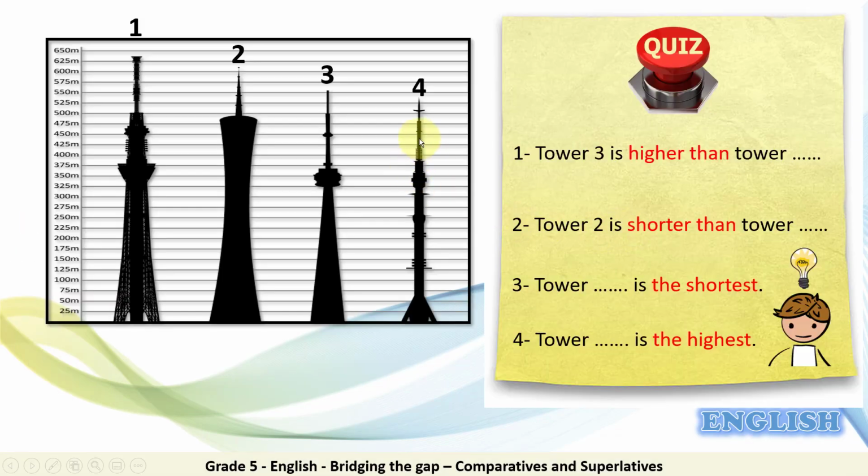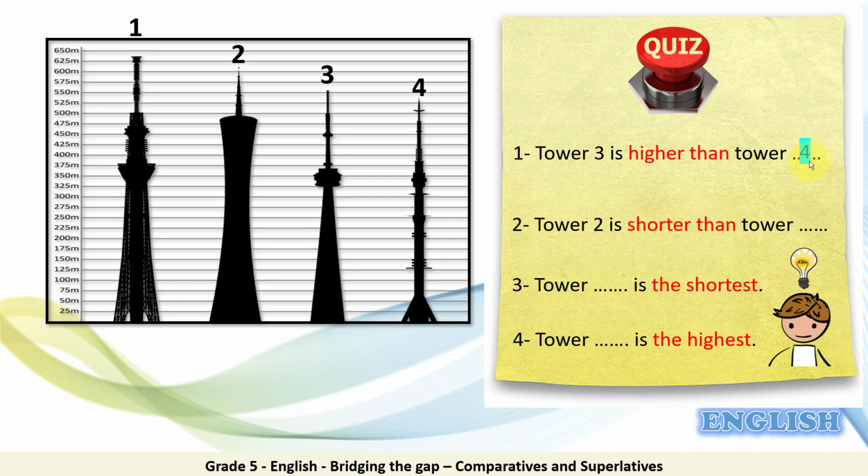Okay, let's do this quiz together. Here we have 4 towers numbered from 1 to 4. And here we have 4 sentences with gaps. We need to read and fill in these gaps. Okay, let's try the first one together. Tower 3, this one, is higher than tower blank. By looking here, it's clear that tower 3 is higher than tower 4. Right, my friends? So we write 4 in the blank. Can you do the rest? Okay, pause the video and try.